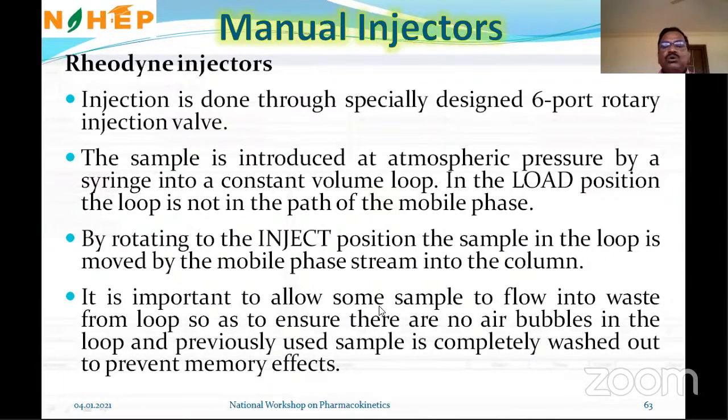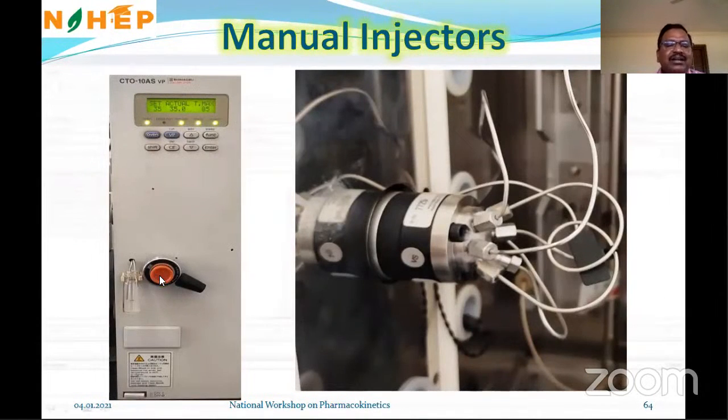It is important to allow some sample to flow into the waste from the loop, so as to ensure there are no air bubbles in the loop, and previously used sample is completely washed out to prevent any memory effect. So this is the injector. We have to remove this red lid, and then we can inject. And this is the waste bottle. We have to inject more volume than required to fill the loop, and that waste will be collected into this waste bottle. Here is the inside view of the injector, and this is the loop which will be filled by the mobile phase.